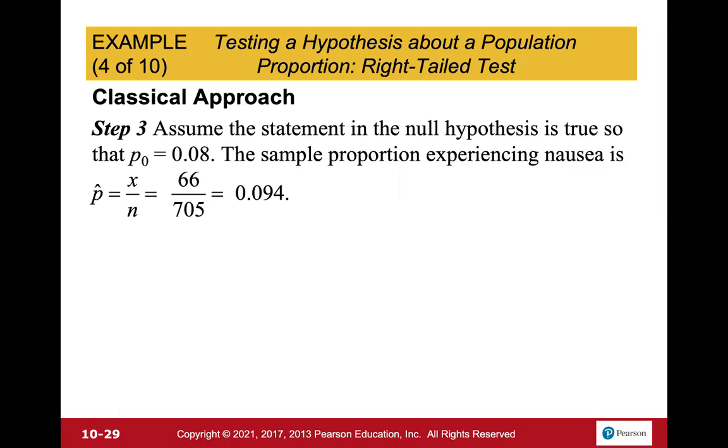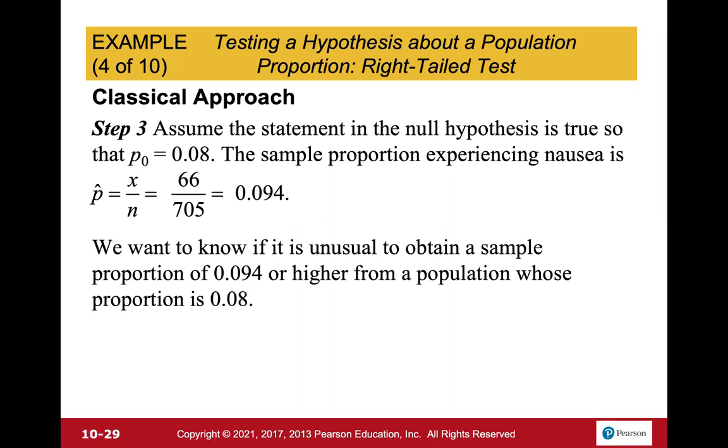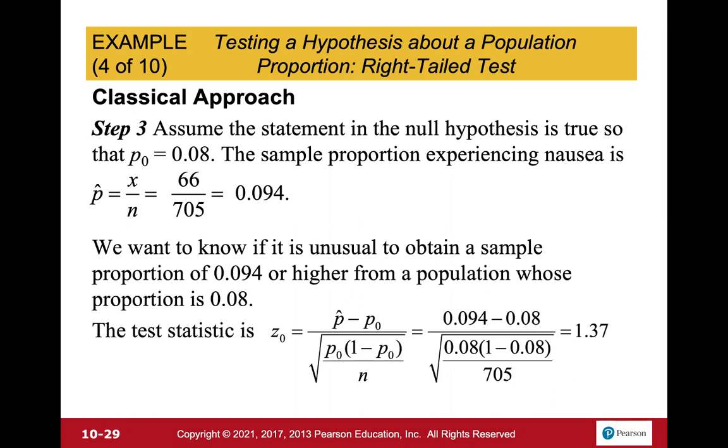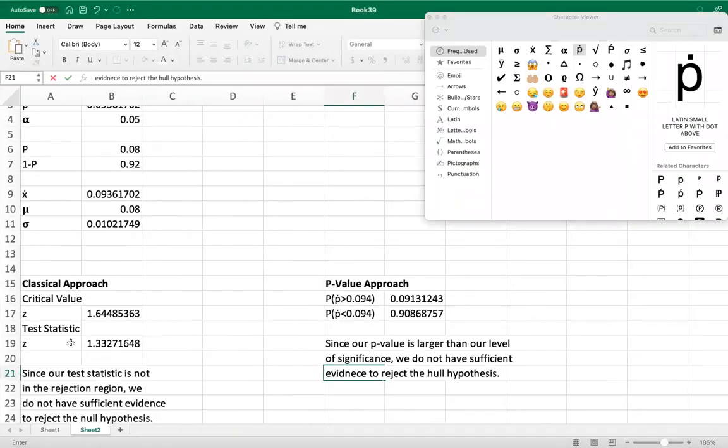Step three, assume the statement in the null hypothesis is true. So p naught is equal to 0.08. The sample proportion experiencing nausea in this case is 0.094. So this is our population parameter, and this is our test statistic, our point estimate. We want to know if it is unusual to obtain a sample proportion of 0.094 or higher from a population whose proportion is 0.08. They found the test statistic. We kind of did it right here. Actually, yeah, we did do it over here.